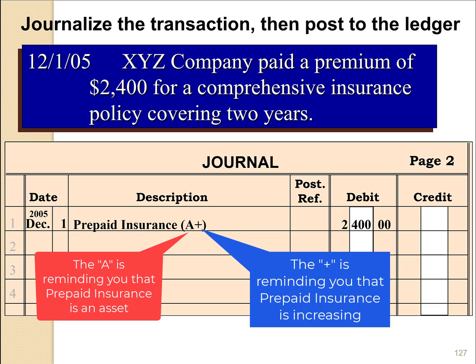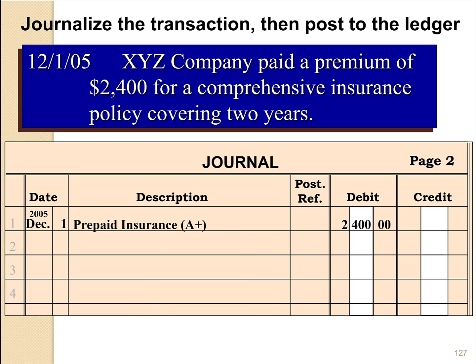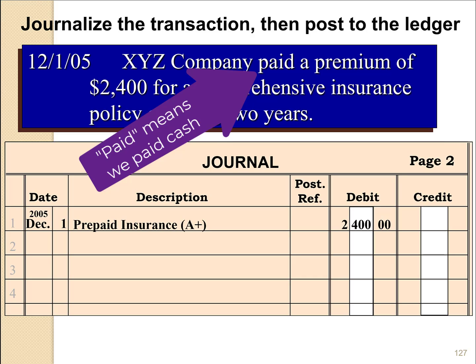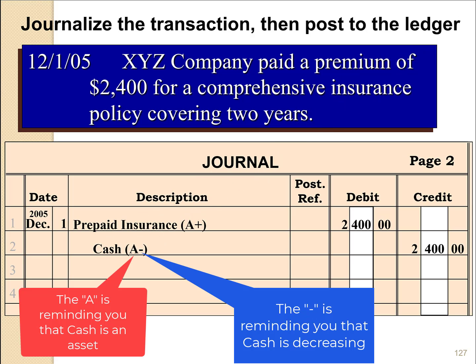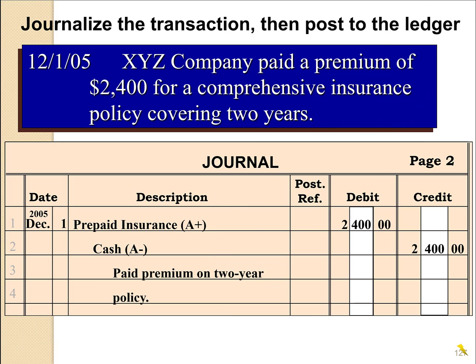And how did we pay for this? Did we buy this on account, or did we pay cash? And the other account, of course, is cash going down by $2,400. And cash, which is an asset, goes down with the credit, so that's why we are crediting this. And then we have some sort of explanation, paid premium on 2-year policy.